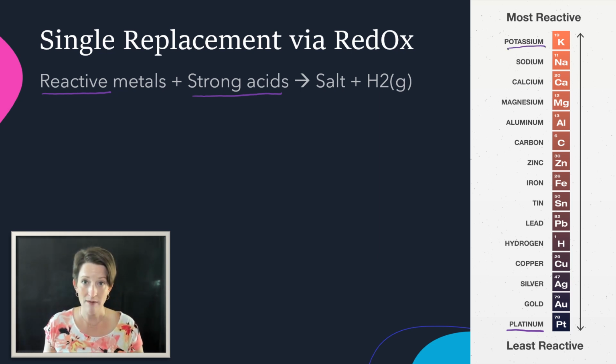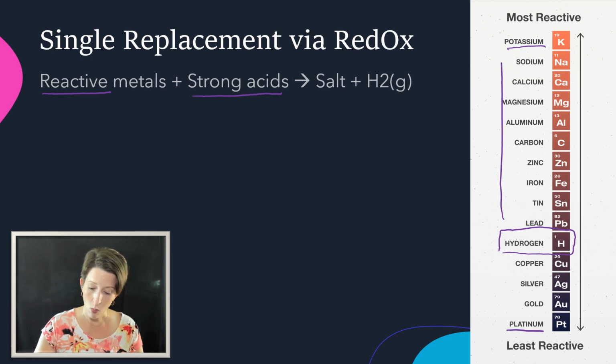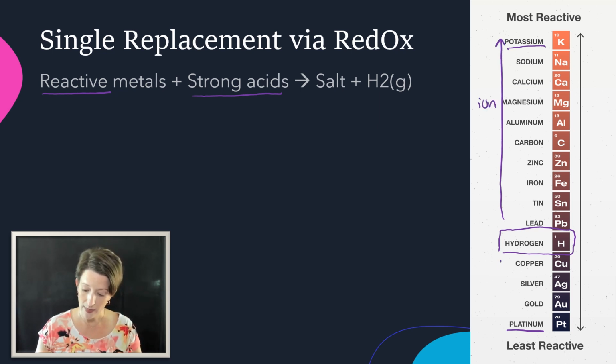What needs to happen for this to occur is the metals need to be more reactive than hydrogen in order to force it out of solution as an ion. So anything above wants to be an ion preferentially over hydrogen. Below, they want to stay neutral.